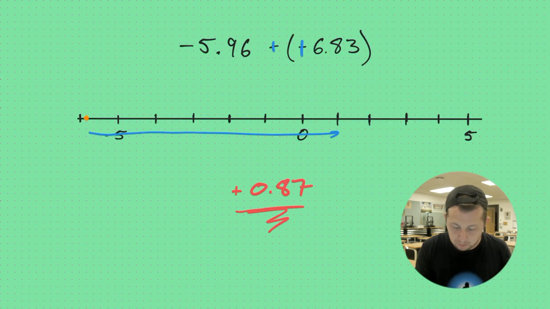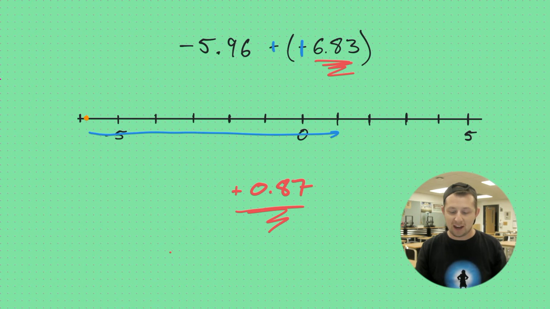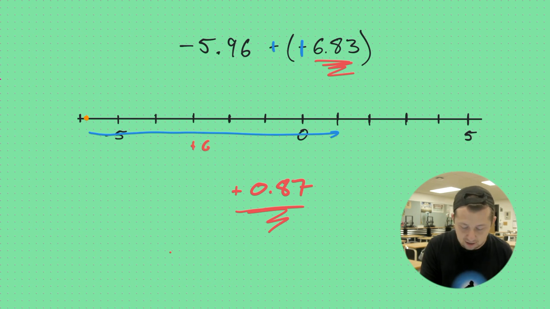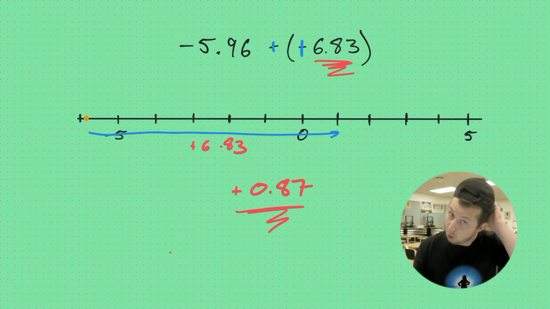So we go past the 5.96, go back to 0, and then we go past it a little bit until we end up at, moving this way, positive 6.83. All right, so hopefully that makes sense for you.